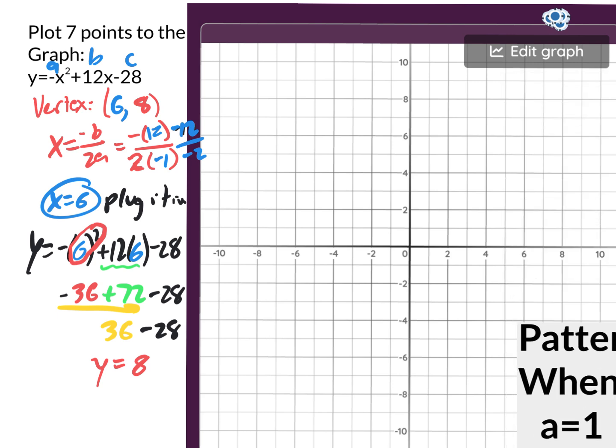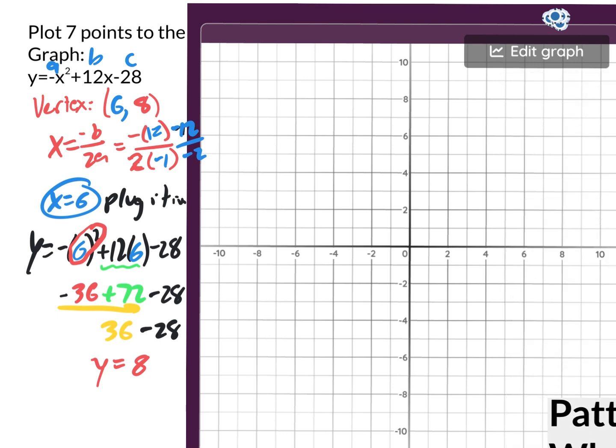Okay, so I'm just going to put this away because there's no space for it. But let's go to the first point, that vertex 6, 8. And then from that point, we know that it's opening down because A value is negative. So you're going to go the pattern 1 over, 1 down, back to the vertex. 2 over, 1, 2, 3, 4 down, back to the vertex. 3 over, 9 down, 4, 5, 6, 7, 8, 9.